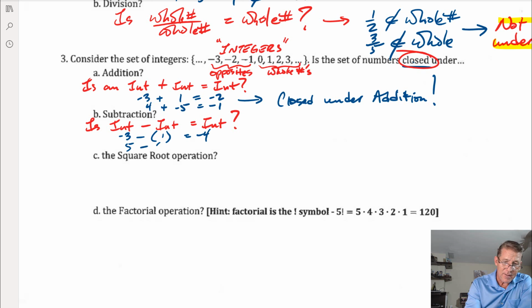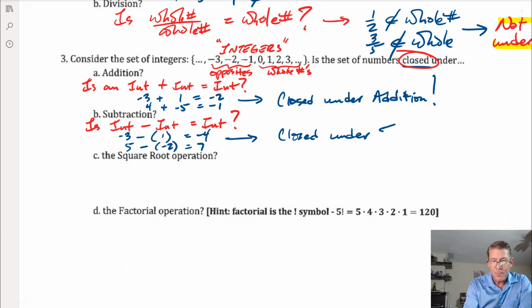All right, 5 minus a negative 2. I'm just making these integers up, by the way, and I'm subtracting them. Look at the minus sign. All right, that's equal to 7. That's an integer too. It always is an integer. So an integer minus an integer is always an integer. So I'm going to say that it's closed under subtraction as well.